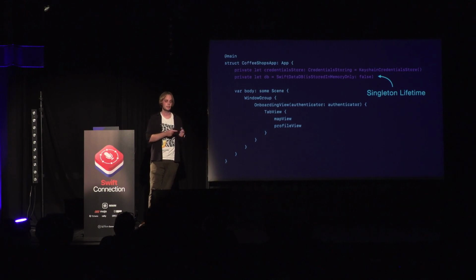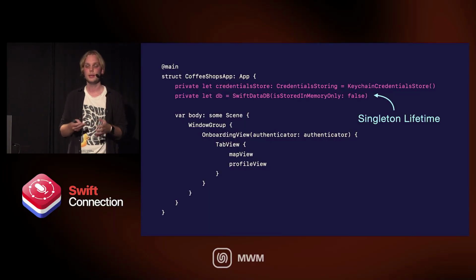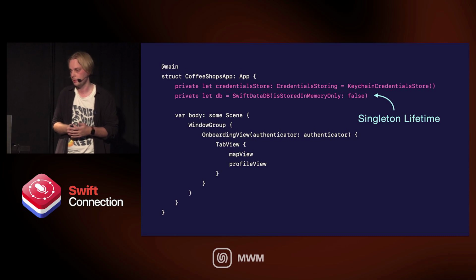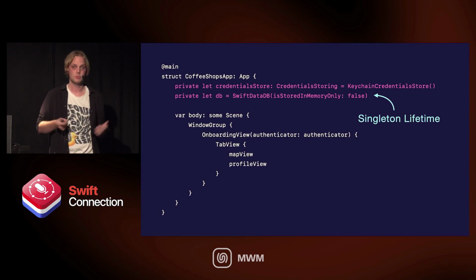Now, this is not the same as the singleton pattern. The singleton lifetime is specific to dependency injection. What that means is that we have a single instance of a dependency throughout our entire app's life cycle. And we can then inject that into all the consumers that need it. And we might do that in order to share some state between our consumers.